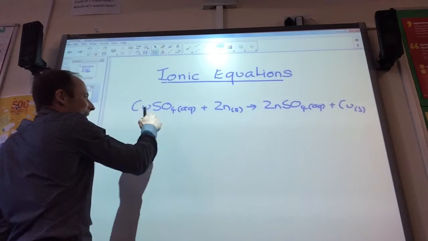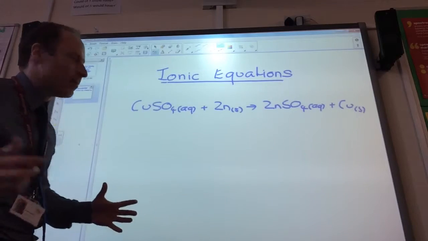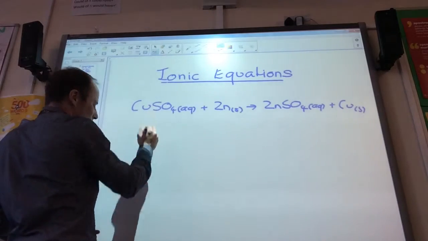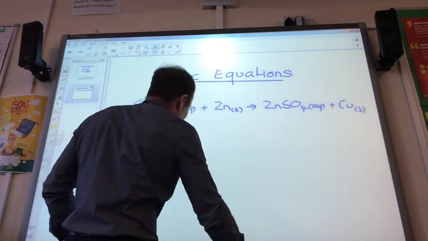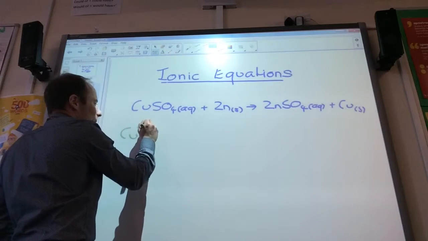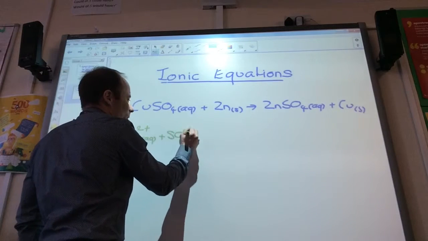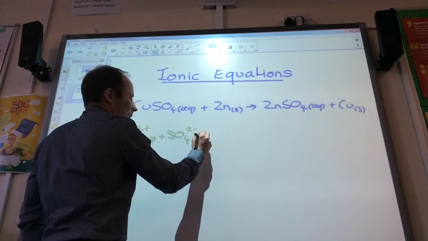So anything that's in aqueous solution you can think of as separated into its component ions. So I can break copper sulfate up into Cu2+ (aq) plus SO4 2- (aq) ions.